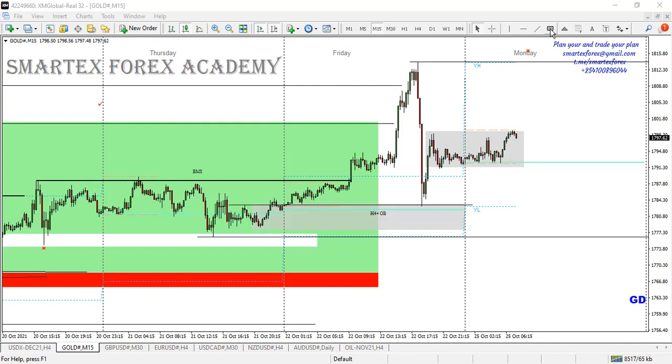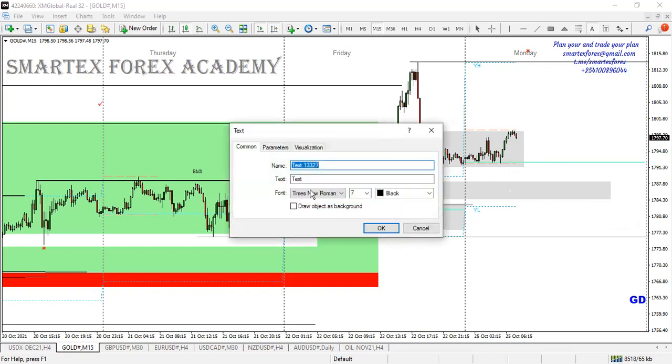And as you can see, there is a zone here where we'll be expecting to buy from. This is a bullish OB, M15. This is my M15 bullish OB.